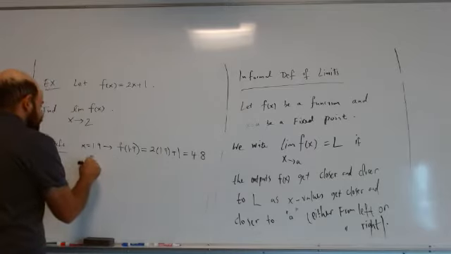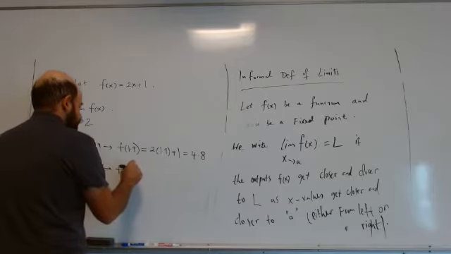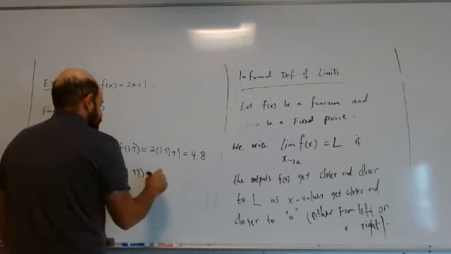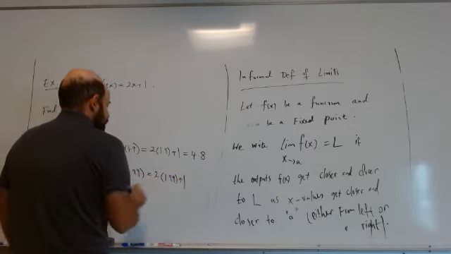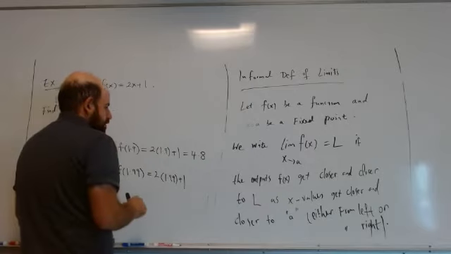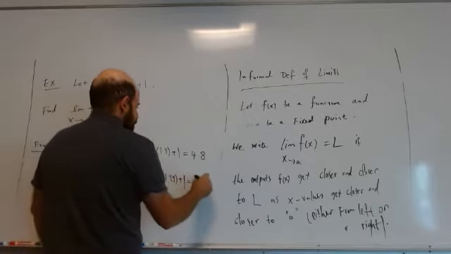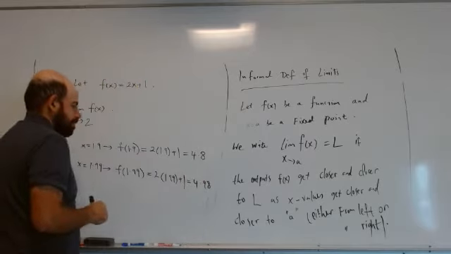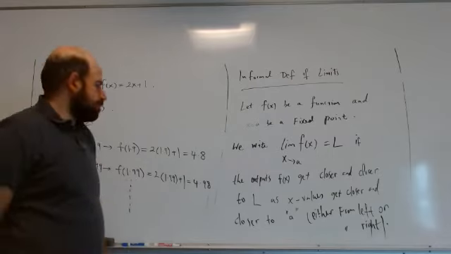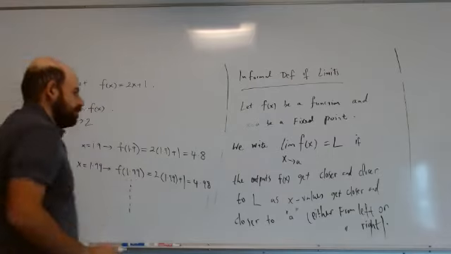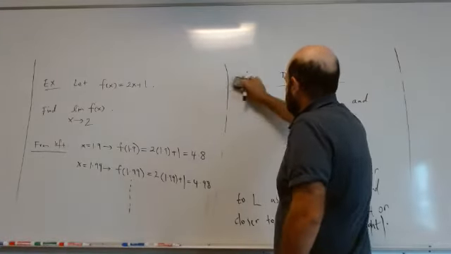Or let's say 1.99. f of 1.99 is 2 times 1.99 plus 1. So this is 4.98, and so on. Now let's also look at what happens if x gets closer and closer to 2 from right, and then we can decide.